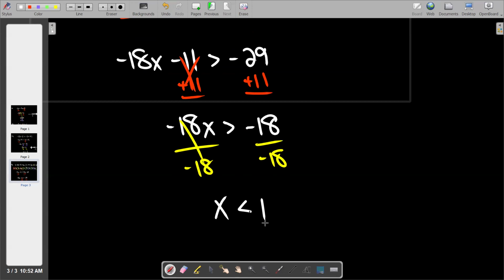Great job if you tackled that behemoth. The graph, I might as well just put it on here to make it official, is a mark and a label at 1, a circle that is open, and a graph that goes to the left.